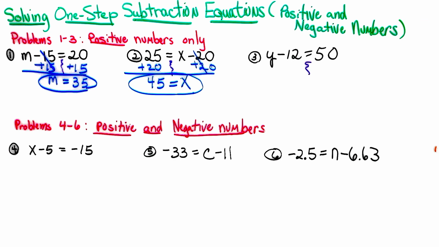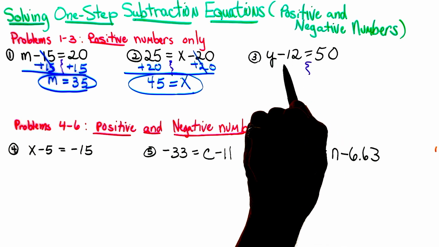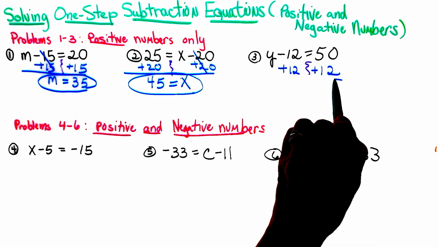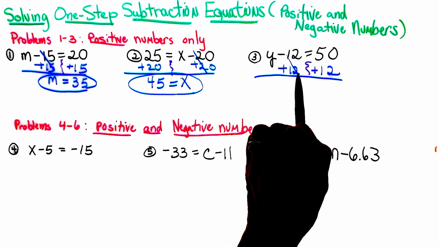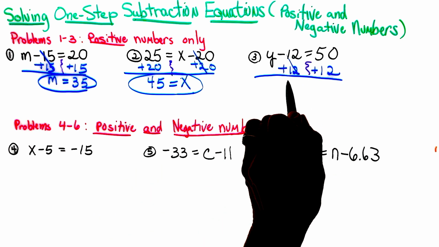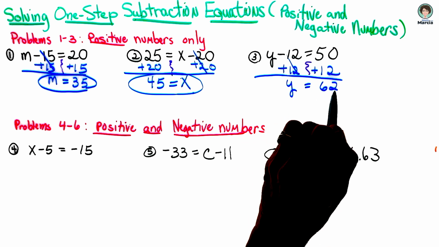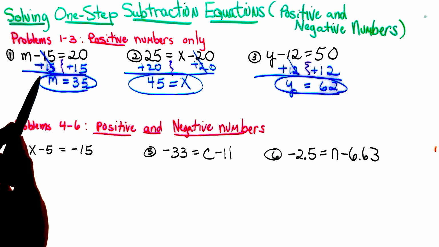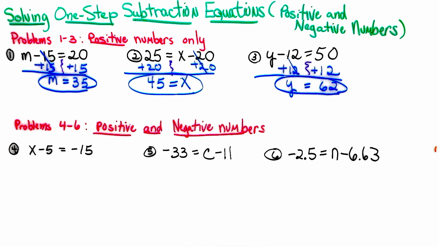We have y minus 12 equals 50. So I see that I have a 12 here, so I am going to add 12 to both sides. That's the inverse operation. And when I do the inverse operation, I have a pair of opposites in front of my face, so they cancel out. They're gone. So it is going to be y is equal to 62. Again, whatever you do to one side of the equation, you must do to the other for every problem that we work. All right, well, let's look at our problems for 4 to 6.